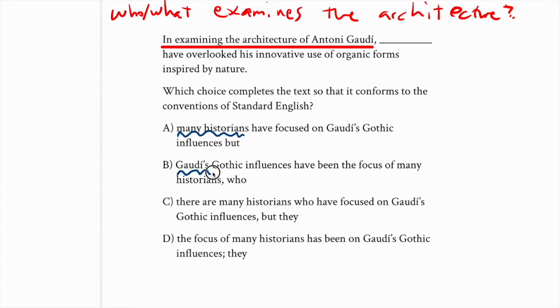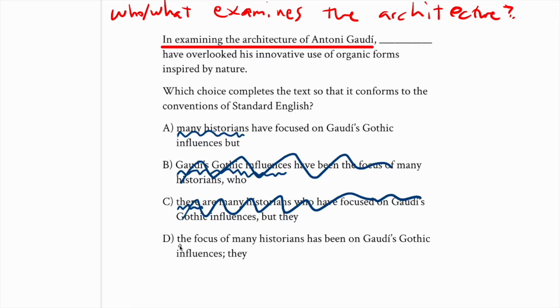Gaudí's Gothic influences, that doesn't make so much sense. It's really Gothic influences, or any kind of influences, are not capable, logically speaking, of examining architecture. So that does not work. C, there? No. There can't examine architecture. So a lot of times they're going to put there or maybe it at the beginning of these questions, and you want to be mindful of the fact that those are probably incorrect.